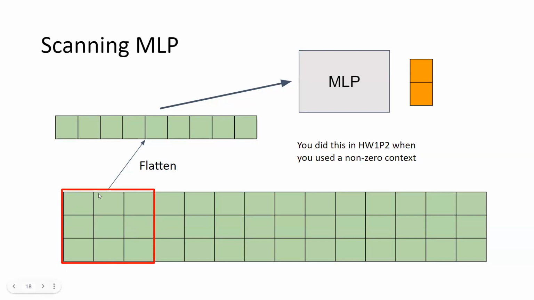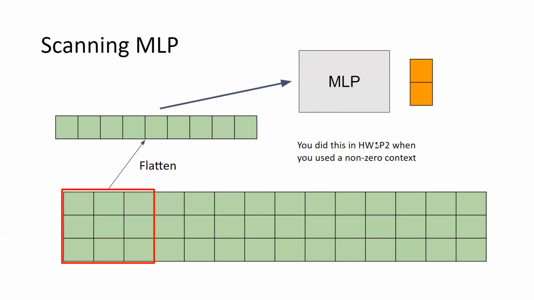So if you want to process this as a scanning MLP, you would want your MLP to actually take in this input. Since this is a two-dimensional input, you would need to flatten it so that the MLP can take that as an input and then give you two output features. This is the design of the MLP, that it would give you two output features.